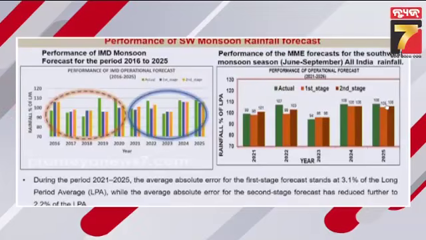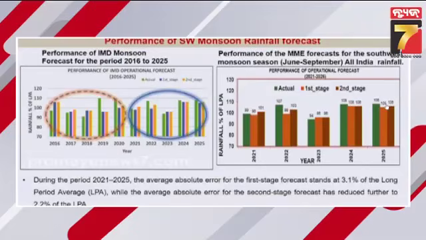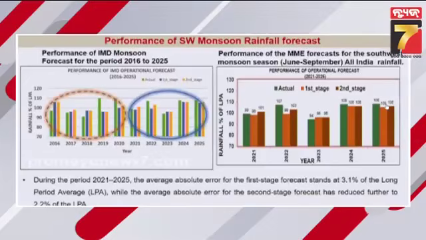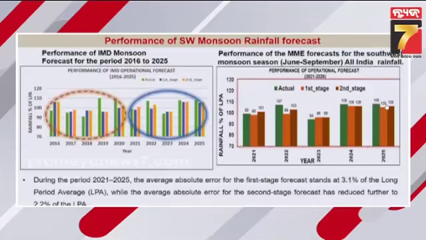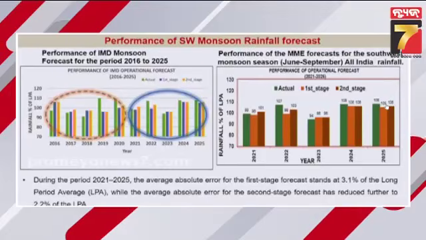Now if I compare the first stage forecast and the second stage forecast, you will find that during the period of 2021 to 2025, the first stage forecast error was 3.1% and the second stage forecast error has been 2.2%. That means the second stage forecast is in general better than the first stage forecast of monsoon.